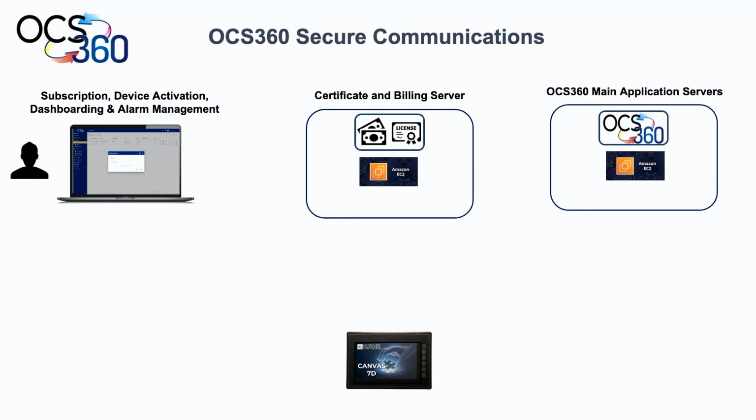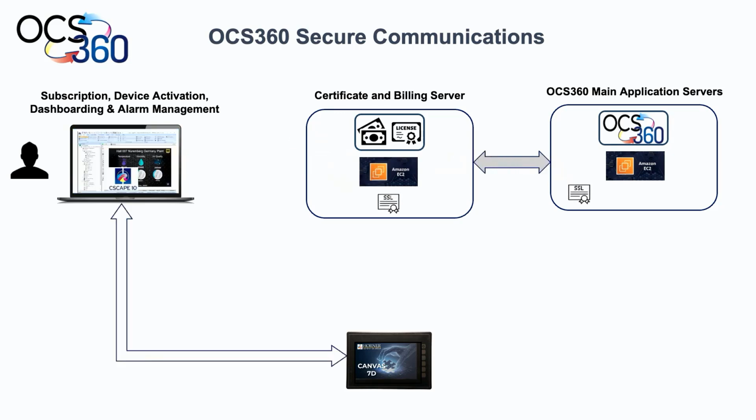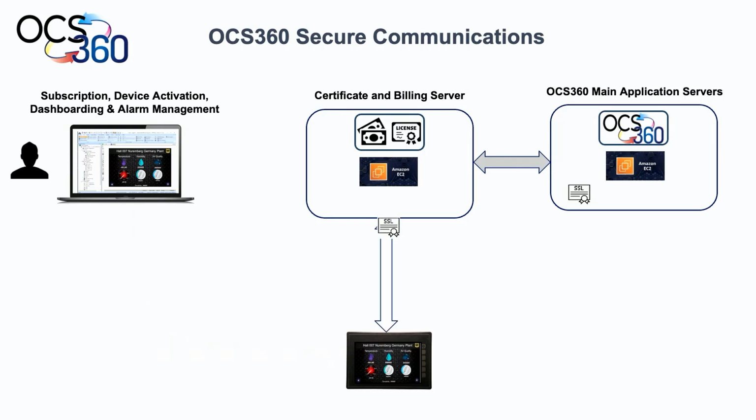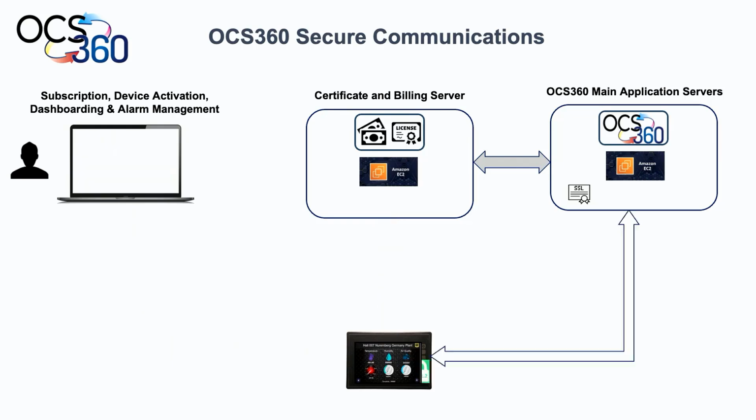You start out in your web application by adding OCS and activating it. The certificate server automatically generates two SSL certificates, one which is sent to the application server and the other which is retrieved by the OCS after its application has been downloaded. Then when the OCS starts sending data to the main application server, it presents its SSL certificate, and if it matches the one that was previously sent by the certificate server, then everything is good.